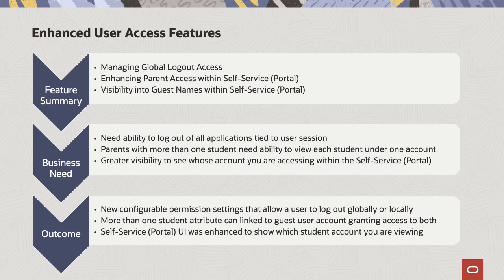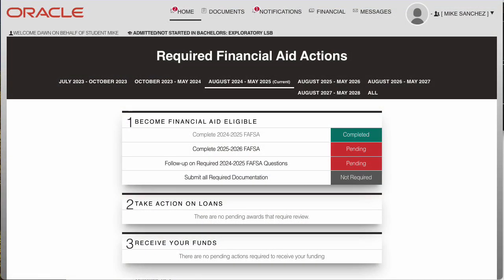We've also enabled a parent's ability to log in one time and toggle between multiple students if they have been granted parent access to more than one student. Schools can now assign a new permission to users that will allow global logout, or the ability for users to sign out of all active sessions. This demo shows you how enhanced user access features can improve your business.